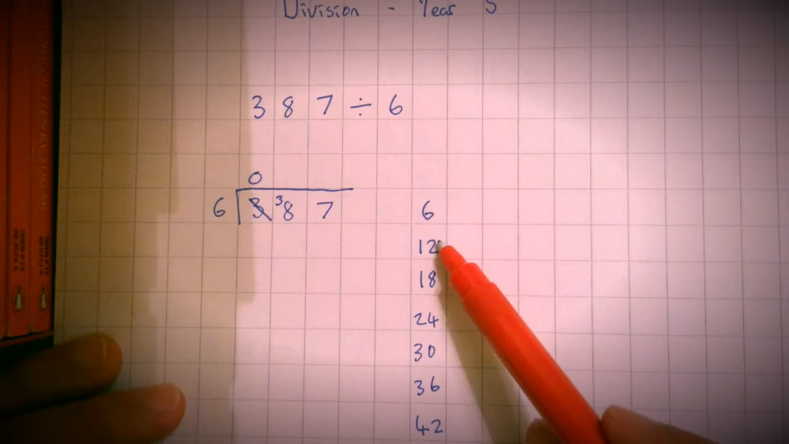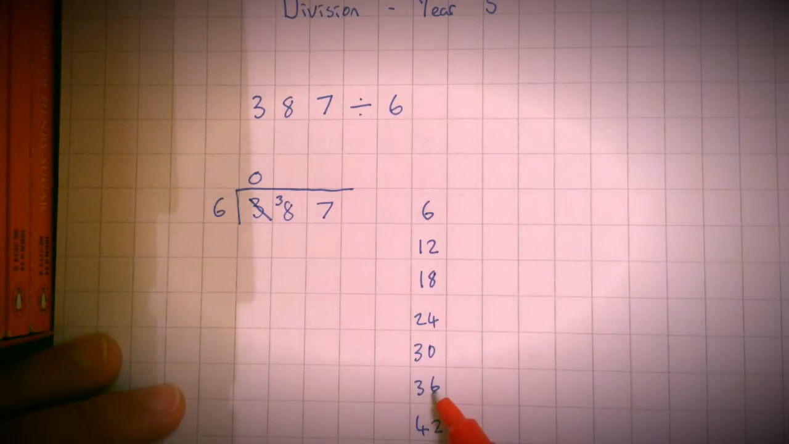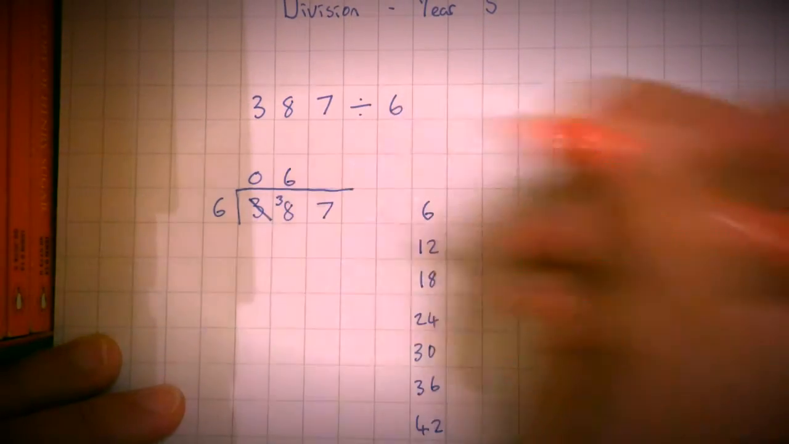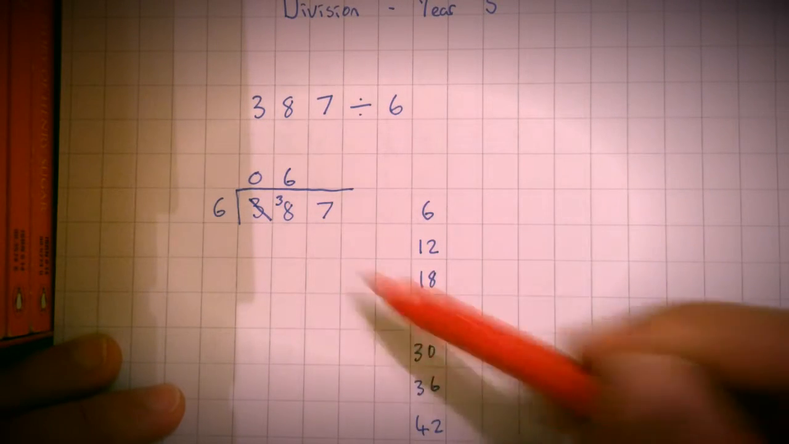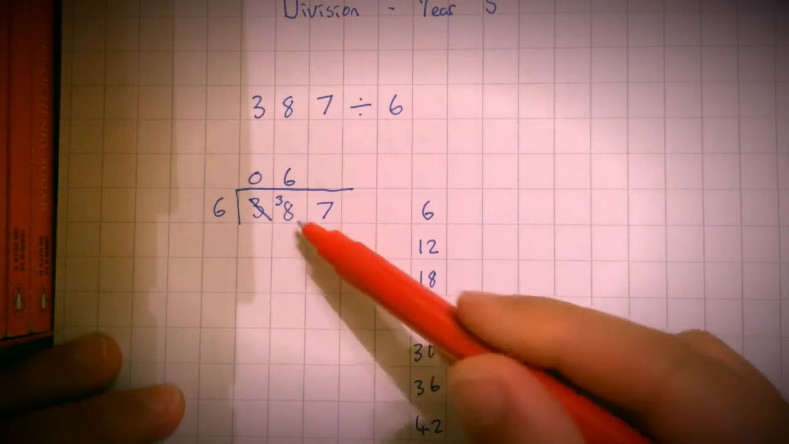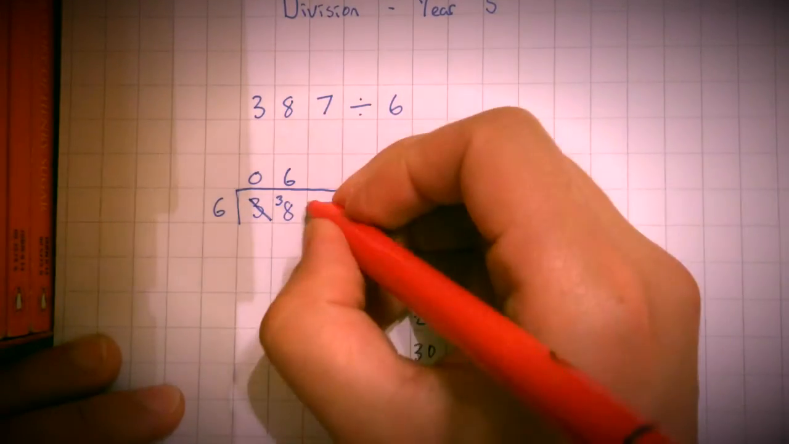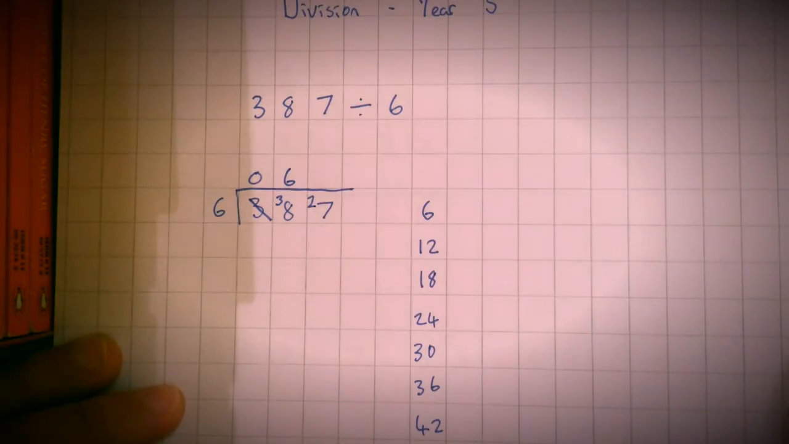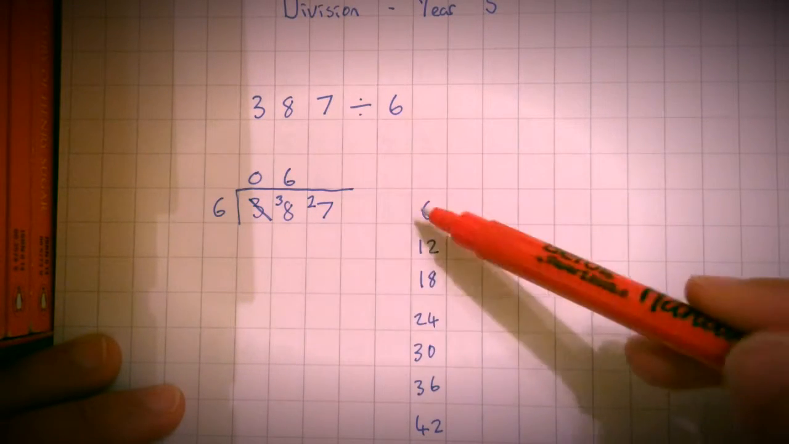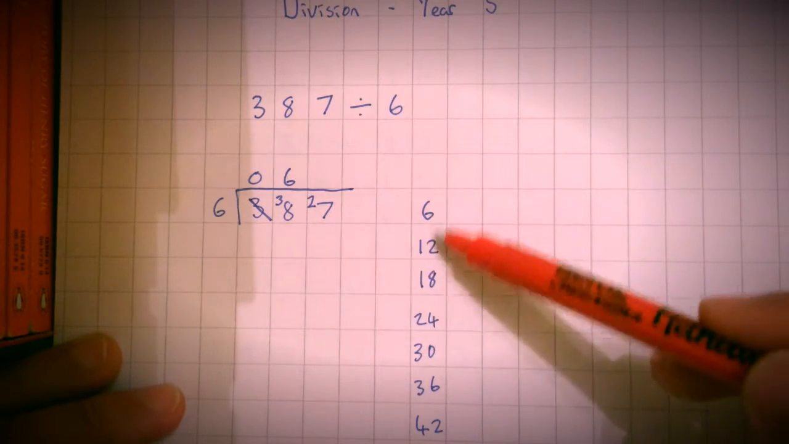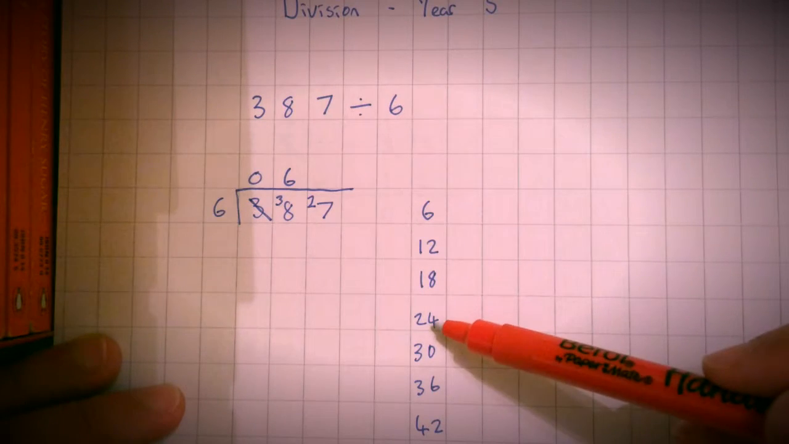So we've got 1, 2, 3, 4, 5, 6 groups of 6 is 36, so I'll write the 6 up here. But before I move on, I've got to think, well, what's the difference between 36 and 38? And there's 2 left over, so I'll write that 2 here. Now I'm thinking, how many times can 6 fit into 27? What's the closest I can get to it without going past it? It's not 30, it would be 24.